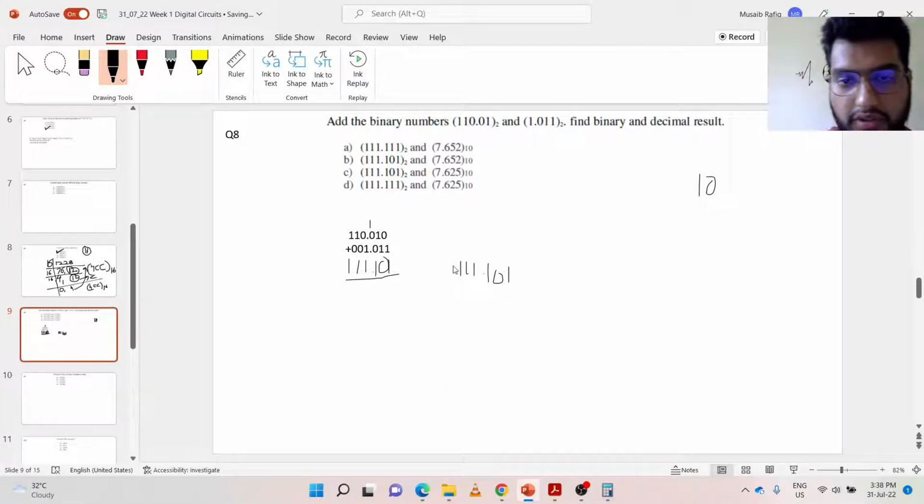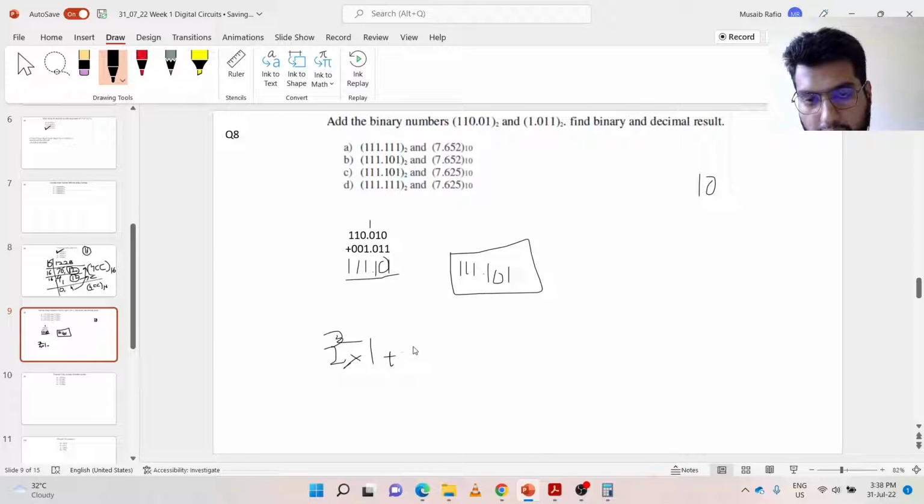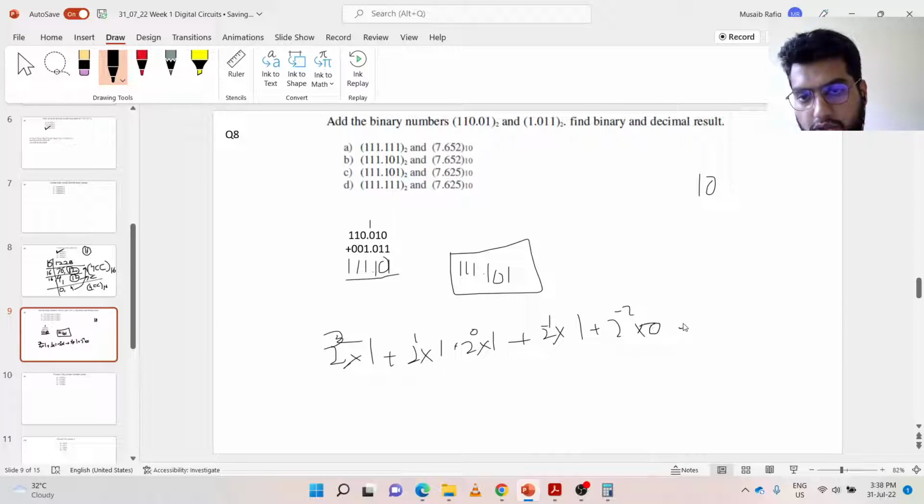The question also asks us to convert this number into the decimal number system. So how can we do it? We can write it as 2 to the power 2 multiplied by 1, plus 2 to the power 1 multiplied by 1, plus 2 to the power 0 multiplied by 1. Then from here we have to go to the right-hand side of the decimal point. So this is 2 to the power minus 1 multiplied by 1, plus 2 to the power minus 2 multiplied by 0, plus 2 to the power minus 3 multiplied by 1.